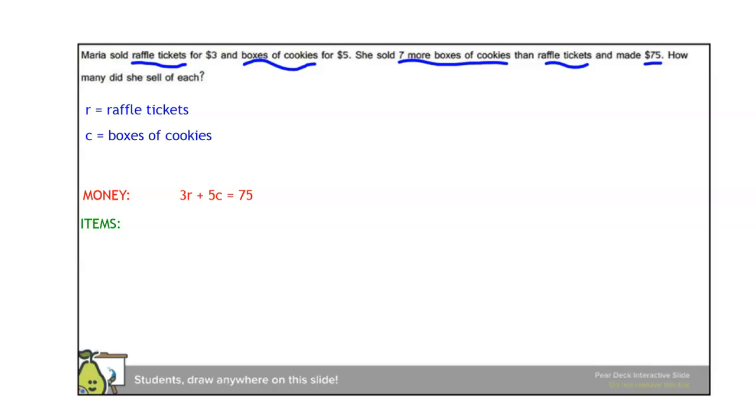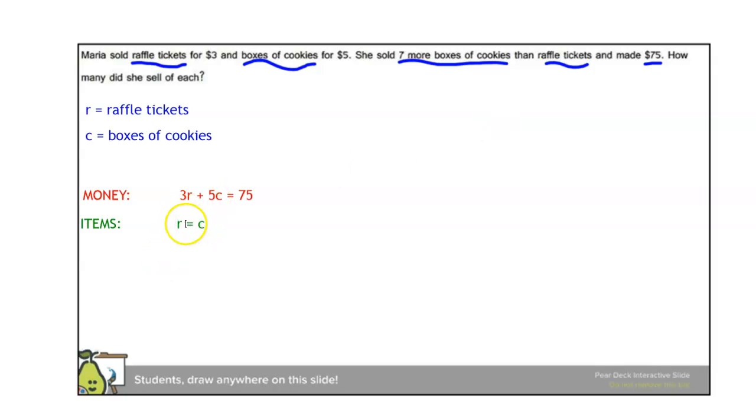And again, let's think this through. She sold 7 more boxes of cookies than raffle tickets. So which one of these numbers is going to be bigger, the box of cookies or the raffle tickets? Well, the box of cookies is going to be a bigger number. The raffle tickets is going to be a smaller number, which means if I were to start out with an equation, I know that, like I said, the boxes of cookies, the C, is already going to be bigger than the raffle ticket number, which is R.